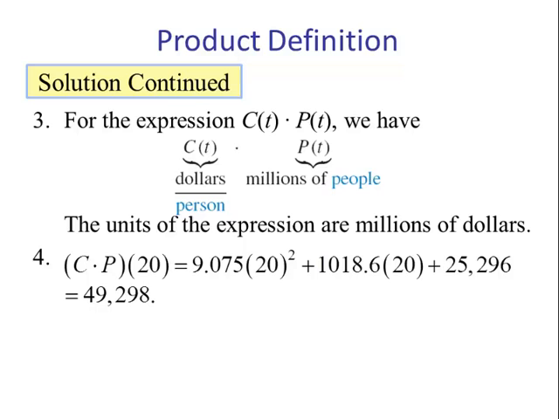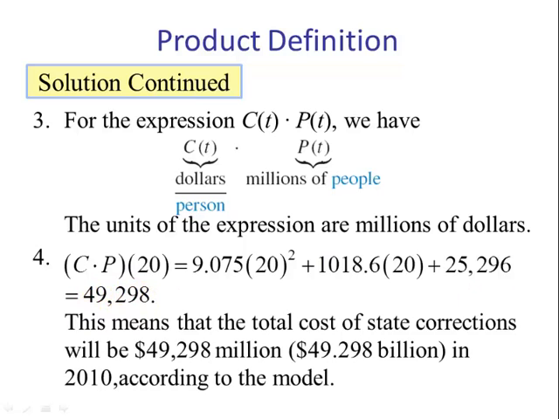Number 4. Find this function evaluated at 20. We substitute 20 in for our x. Follow the order of operations, and we get 49,298. So this means that the total cost of state corrections will be $49,298 million. Now another way of expressing that is to say that's the same thing as 49.298 billion. And we get this value by taking this number, multiplying it by a million, and then changing the units to billion. And this amount will be in 2010 according to the model.